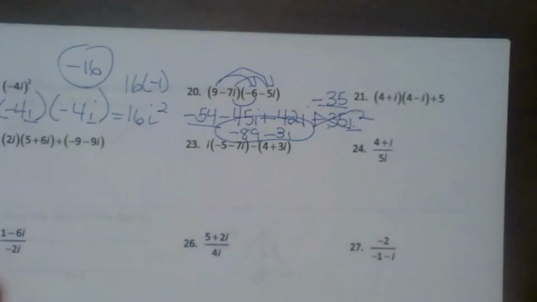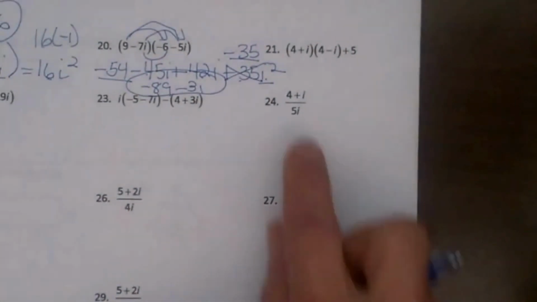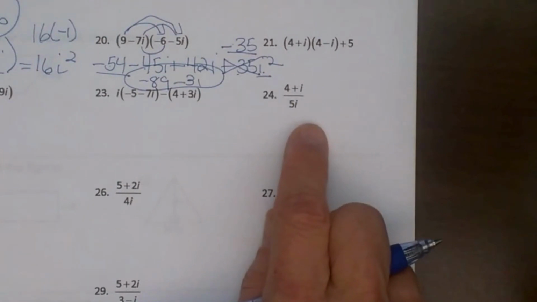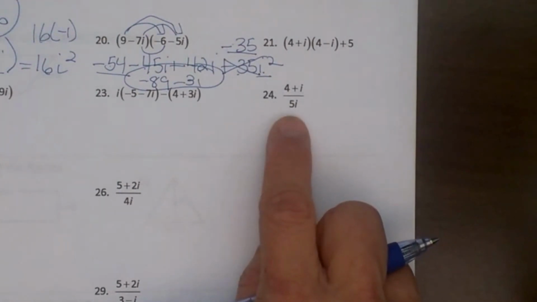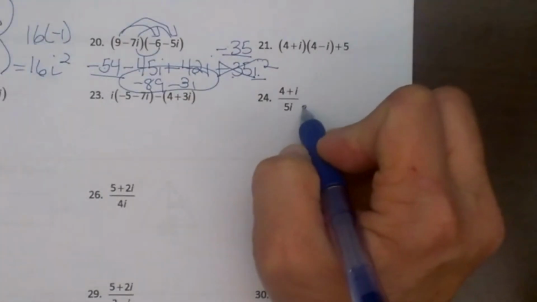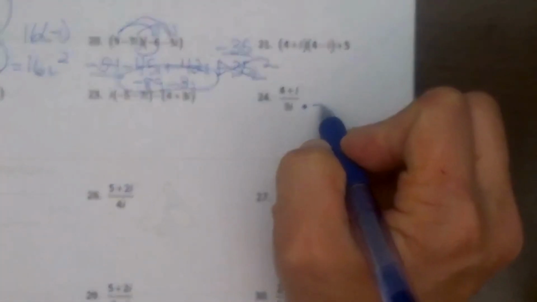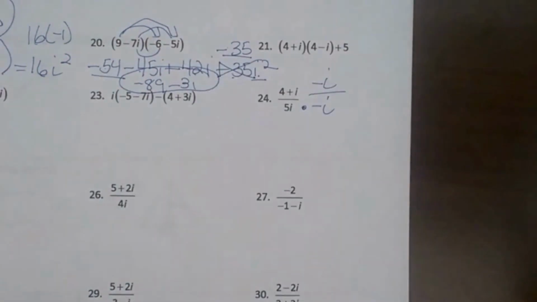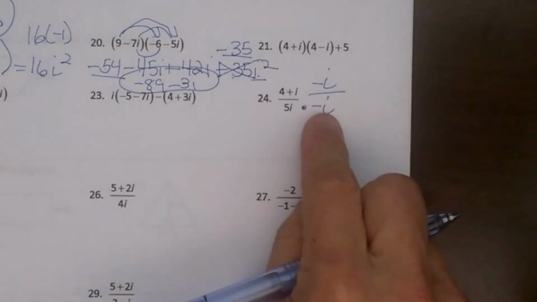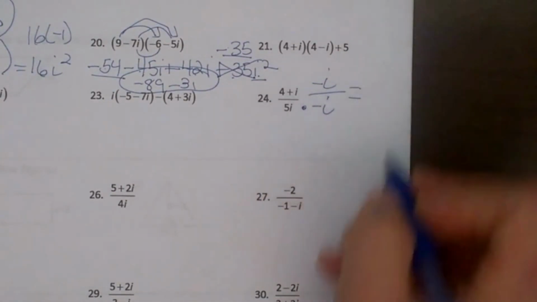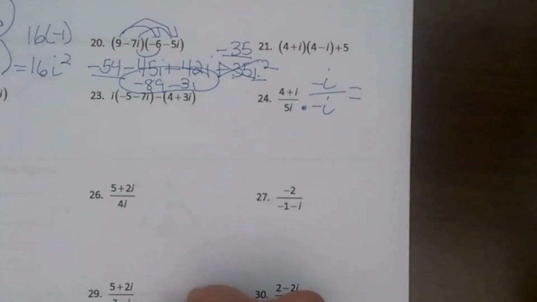Okay, let's look at one where we're dividing. Okay, we've got 4 plus i, all divided by 5i. Okay, we can't leave an i in the denominator because i is a square root of negative 1 and no radical can be in the denominator. So let's multiply this by another negative i. Because what will happen is I get rid of my i's by multiplying by an i, because that'll give me i squared, but I want it to be the opposite sign, so I end up with a positive in the denominator, and you'll see why in a second.